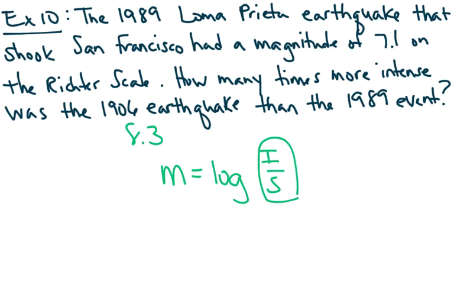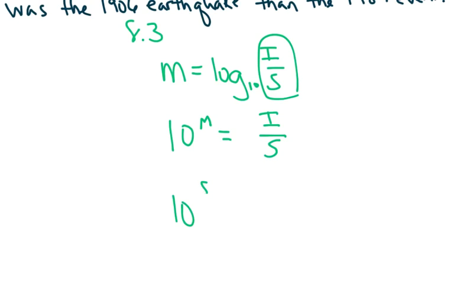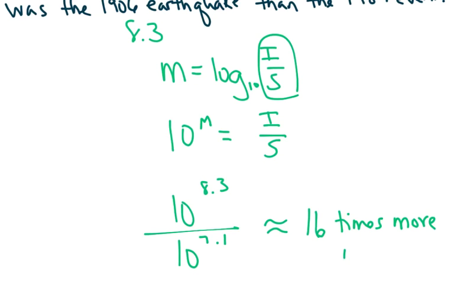We're going to rewrite this problem in exponential form. Since this is a log base 10, we're going to rewrite it as 10 raised to the magnitude is equal to the intensity. So to figure out how many times more intense the earthquake in 1906 was than the one in 1989, we're going to do 10 raised to the 8.3, and we're going to divide it by 10 raised to the 7.1. When you want to find out how many times more one number is than another, you divide. We always put the bigger number on top. And if you put this in your calculator, you're going to find out it was about 16 times more intense.